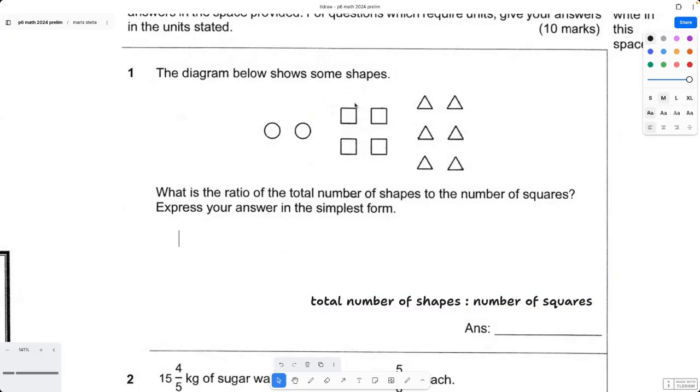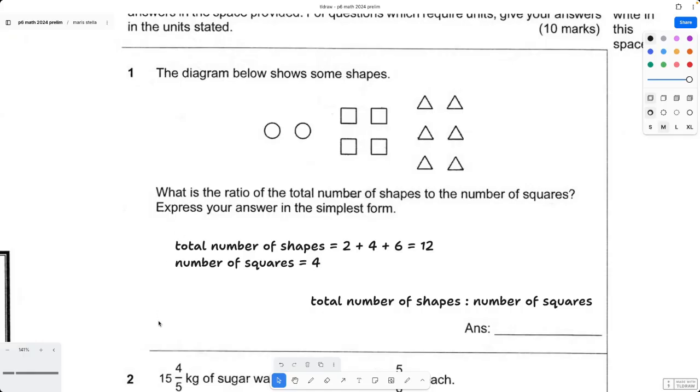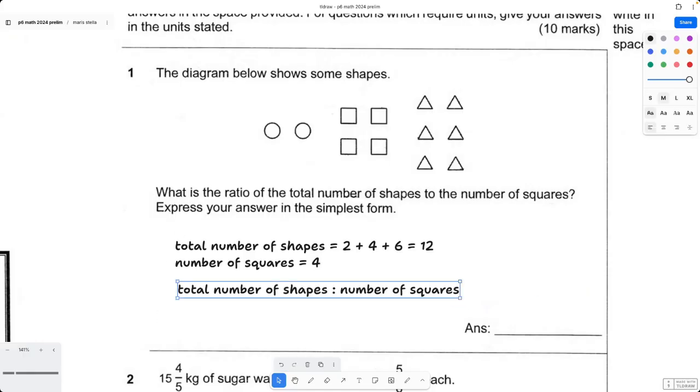So how many shapes are there? If you count 2, then 4, and then 6, the total number of shapes is equal to 2 plus 4 plus 6, and this will give you 12. And then the number of squares will just be 4. So in the end, the total number of shapes to the number of squares will be 12 is to 4.